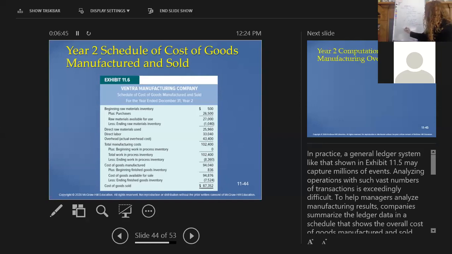And then finished goods. Again, we're going to do beginning balance plus your purchases minus ending. And that finally is going to give you your cost of goods sold.